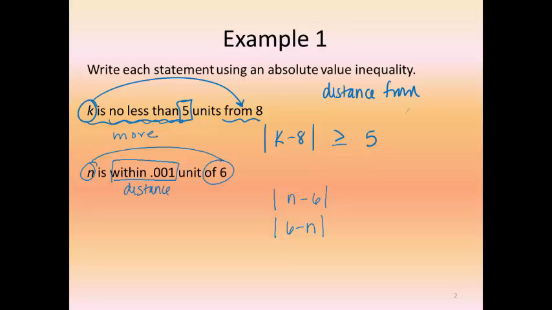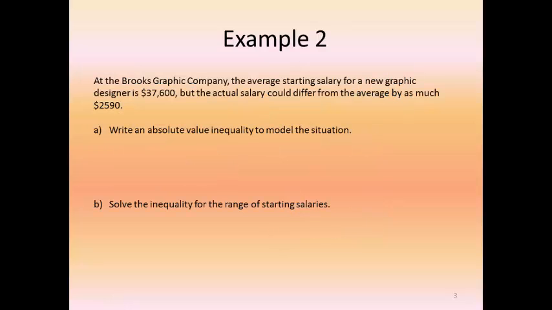Now, if I want to be within a certain distance, that's like the tolerance that we were talking about in the previous standard. We're talking about within 0.001. So either of these would be acceptable. To switch the n minus 6 or the 6 minus n does not make a difference. All right, let's go ahead and see how else we can apply this.